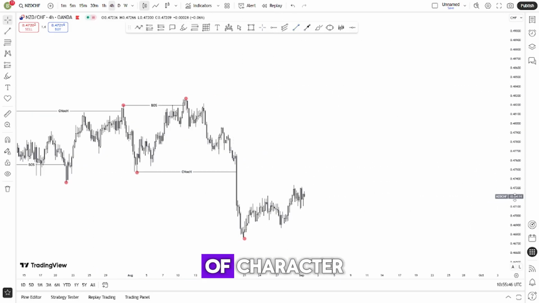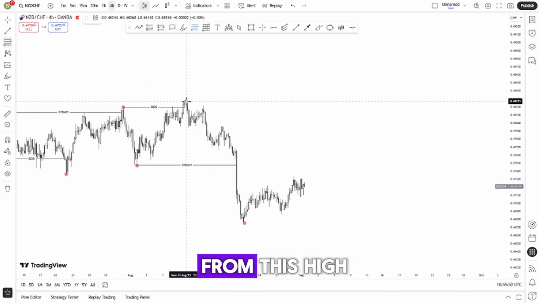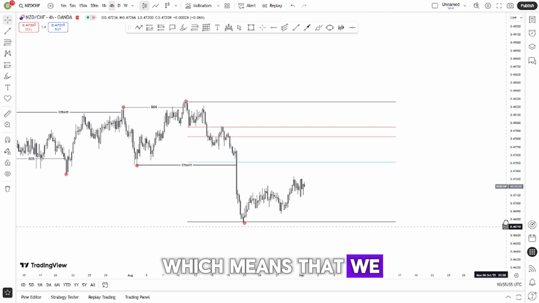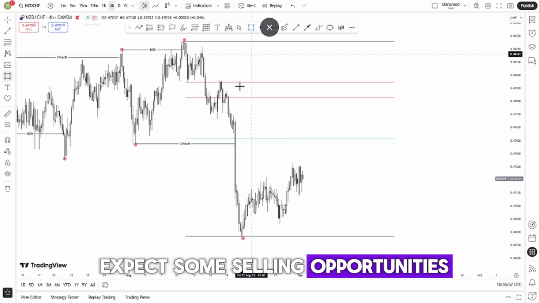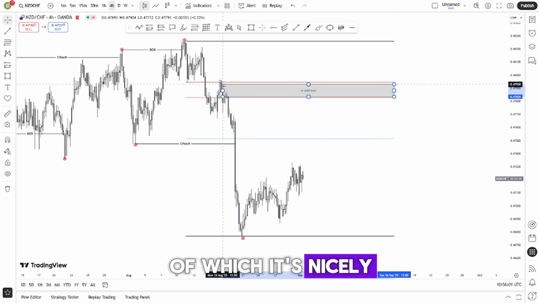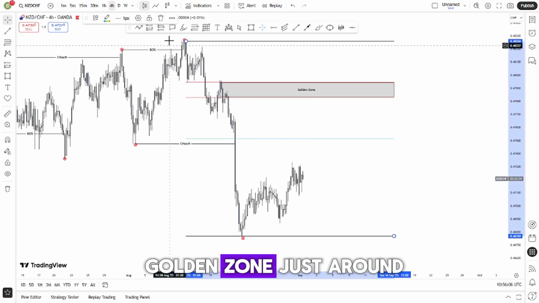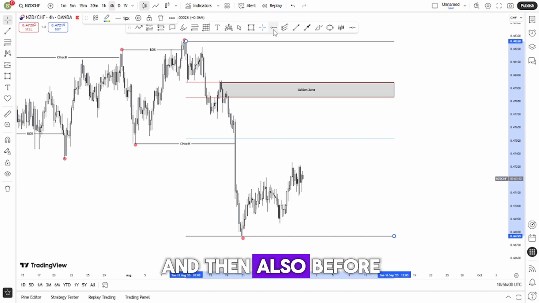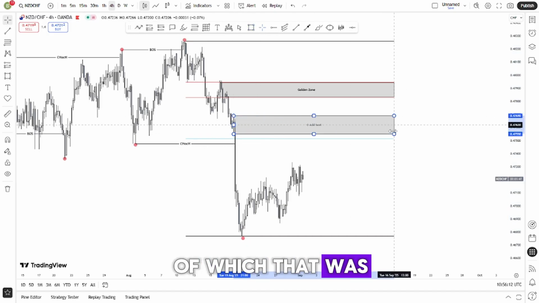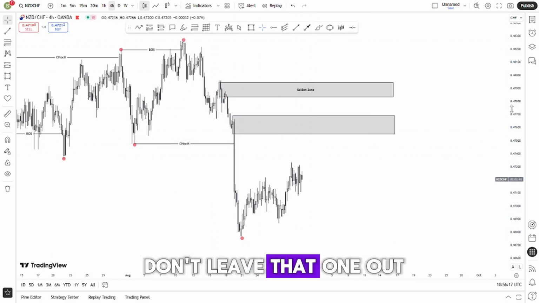So after having the change of character, what you can clearly notice is that we have a large trading range from this high to this low here. Which means that we expect some selling opportunities within this area here, of which it's nicely on that golden area. So this is the golden zone just around that point. And then also, before I forget, we also have this area of supply, which was the last candle that broke structure, guys. So we don't leave that one out.